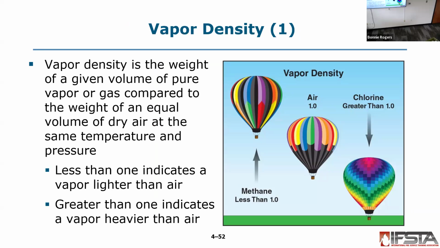So vapor density is the weight of a given volume of pure vapor or gas compared to the weight of an equal volume of dry air at the same temperature. So less than 1 means what? Greater than 1. Okay, so you have a gas leak of something that is greater than 1. Where's that gas going to go? To the floor, yeah, low-lying areas.